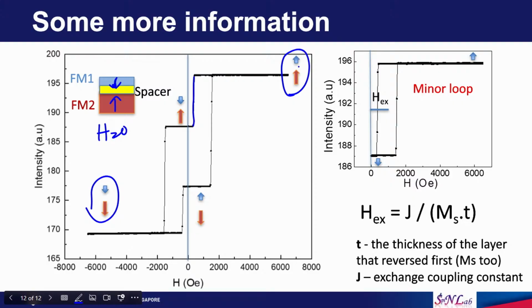Then again you go from this side to the other side. This layer is retained in the same direction, but the blue layer flips. Then when you go further, both layers flip in the same direction. So, typical SAF samples will have some behavior like this. At least one magnetization will reverse before the zero field.